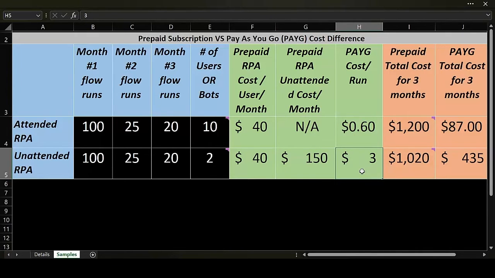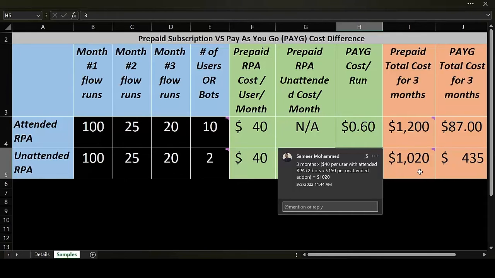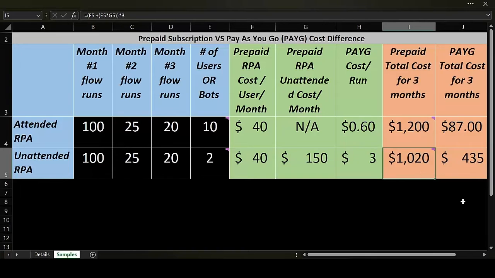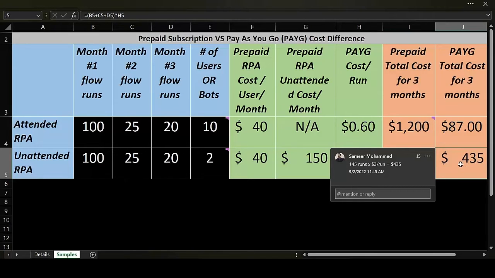So the total for the prepaid subscription comes up to $1,020, and the calculation is 3 months, it's all about 3 months, and about $40 per month. And then I have 2 concurrent bots, which is $150 into 2, and then multiply that for 3 straight months. But if I have a pay-as-you-go subscription, then it comes to $435, which is a lot less. And if you look at it, it's 145 runs multiplied by $3 per run. So over here also pay-as-you-go comes out cheaper.